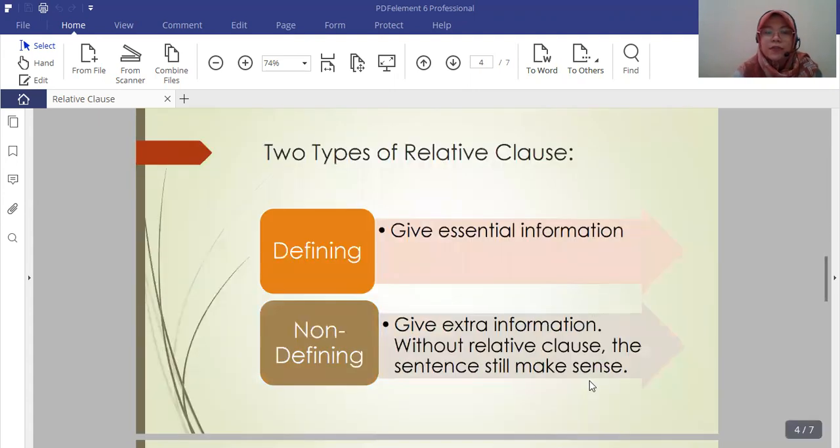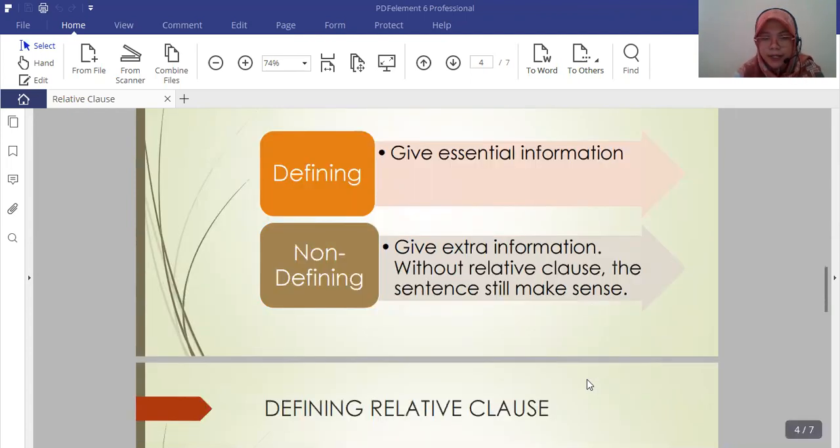There are two types of relative clause. The first one is defining. Defining is used to give essential, important information. So it means that without a defining relative clause, your sentence will not make sense. If it is a non-defining relative clause, it is only used to give extra information. So without a non-defining relative clause, the sentence still makes sense. This is the difference between defining and non-defining clauses.